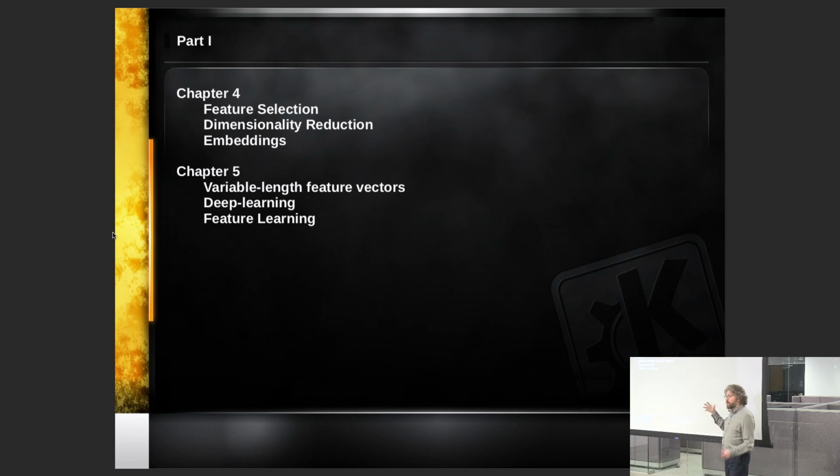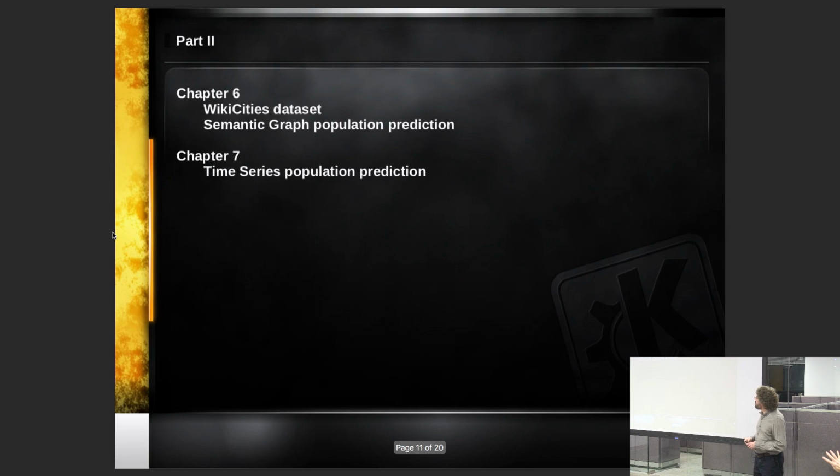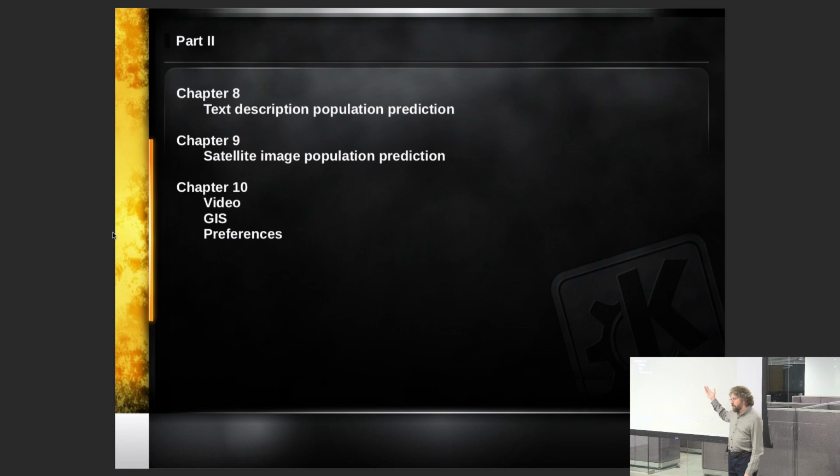Then chapter 4 is how to reduce features: feature selection, dimensionality reduction, embeddings. And chapter 5 is advanced topics like encoding variable length feature vectors, deep learning, and feature learning. Then the domains I cover in part 2 are quite interesting, because I found a task that can be approached with different methodologies: predicting the population of cities. You can use DBpedia and a semantic graph, but you can also use a time series about how the data has changed to do the same thing. You can use the text descriptions or you can use satellite images. Then I have other domains with video, GIS, and preferences.